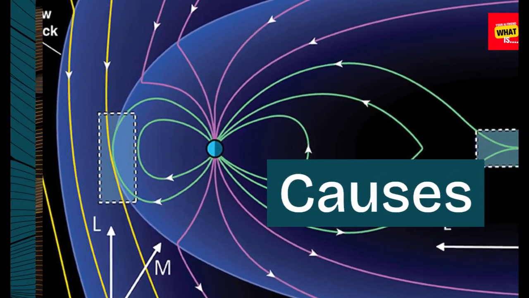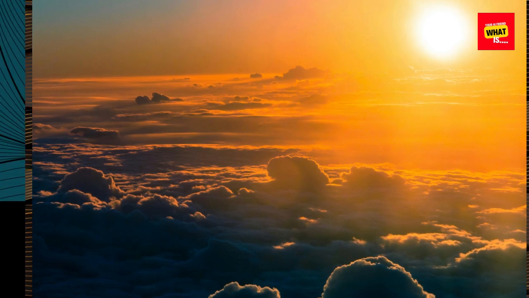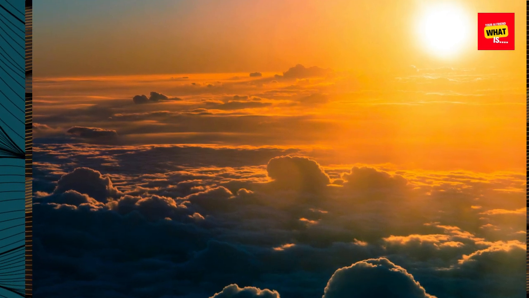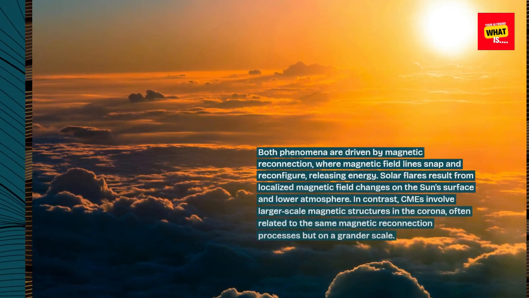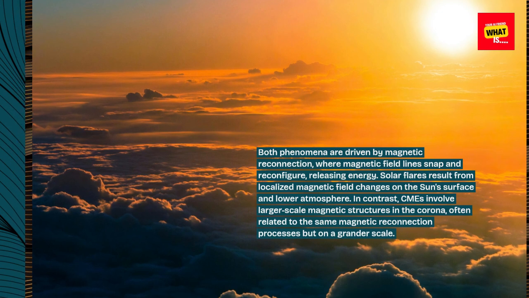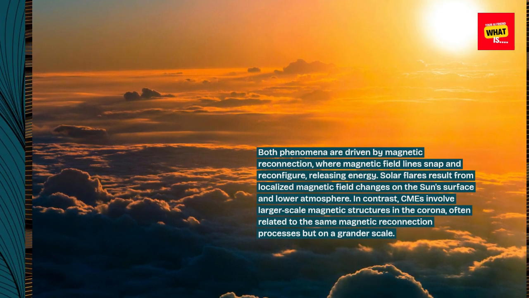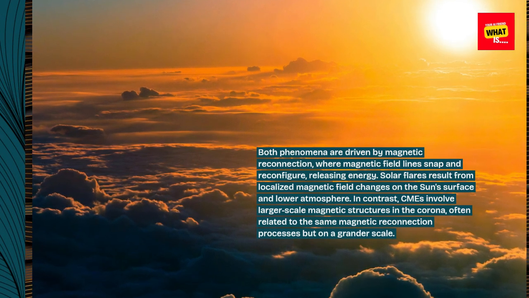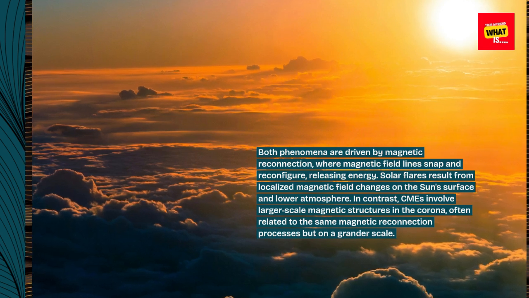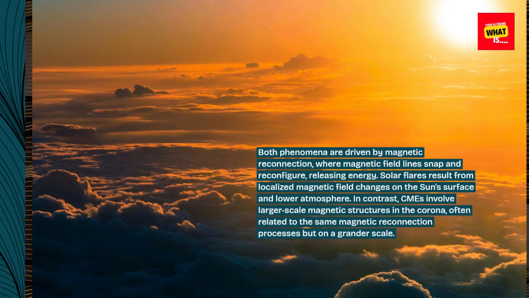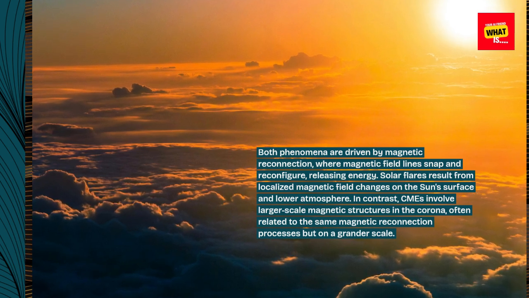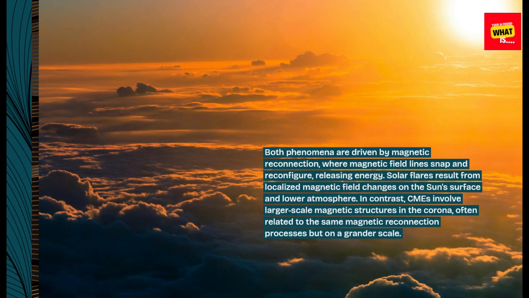Causes. Both phenomena are driven by magnetic reconnection, where magnetic field lines snap and reconfigure, releasing energy. Solar flares result from localized magnetic field changes on the Sun's surface and lower atmosphere. In contrast, CMEs involve larger-scale magnetic structures in the corona, often related to the same magnetic reconnection processes but on a grander scale.